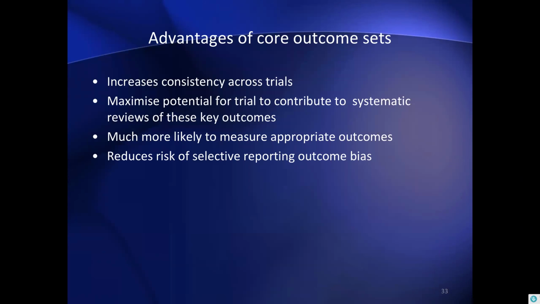Core outcome sets reduce the risk of selective reporting outcome bias because if people have declared in the protocol that they're reporting a core outcome set, then you would expect that core outcome set to be reported in the subsequent findings. And it's likely that a core outcome set will be a much smaller set of outcomes than the researchers may have decided to collect otherwise. So it increases the efficiency with which outcomes may be collected.